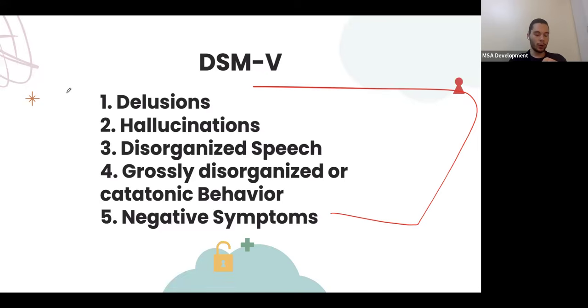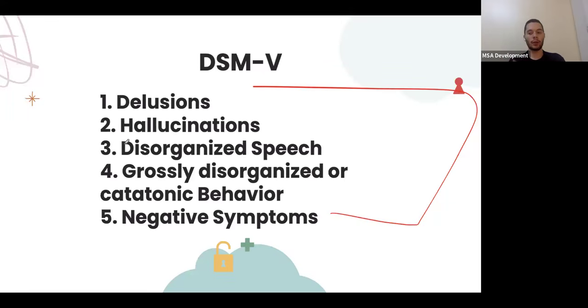Two out of all of those for at least 1 month. Okay, let's say it's less than 1 month. What do we call it? If it's less than 1 month, it's called brief psychiatric episode. If it's 1 to 6 months, what's it called? Schizophreniform disorder. And if it's more than 6 months, it's schizophrenia.